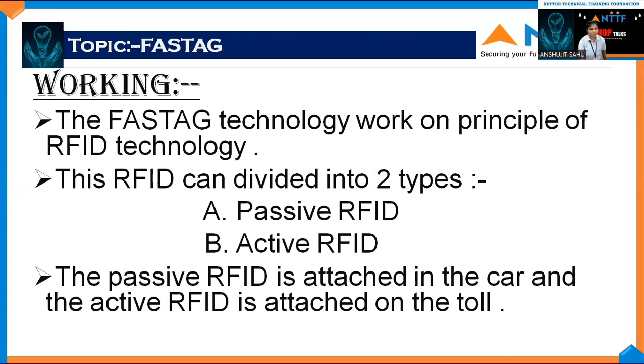Then working principle. The Fastag technology works on the principle of RFID technology. The RFID stands for Radio Frequency Identification Device. This RFID can be divided into two types, passive RFID and active RFID. The passive RFID is attached in the car and the active RFID is attached on the toll.